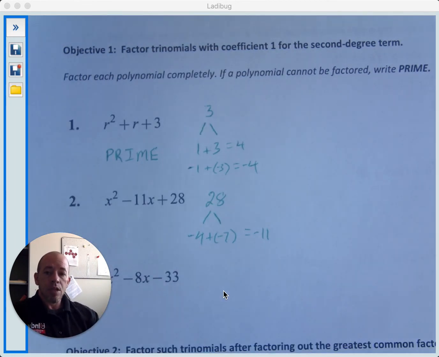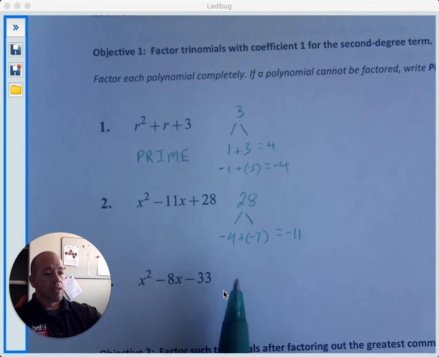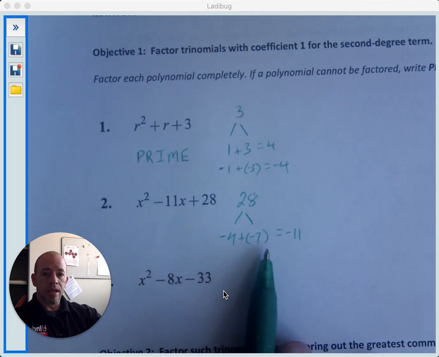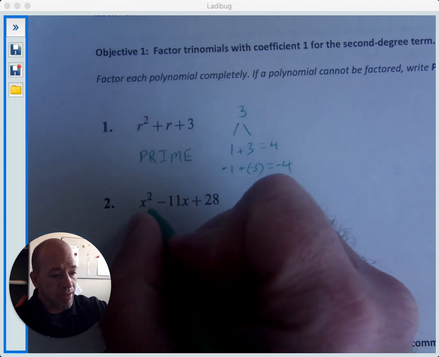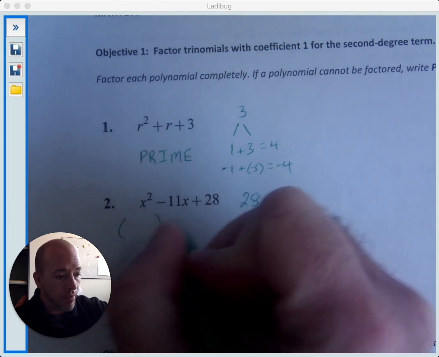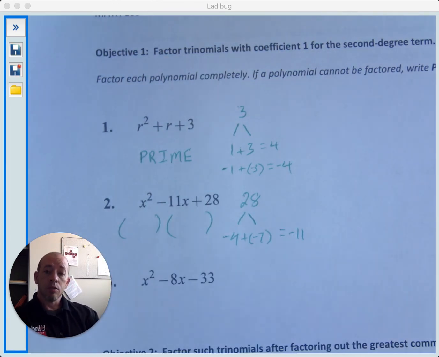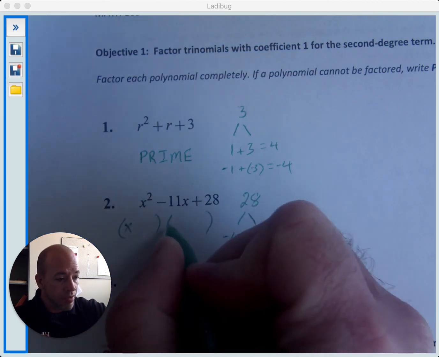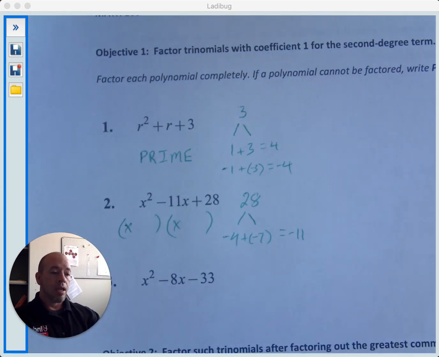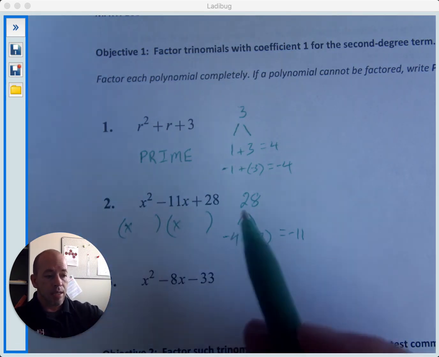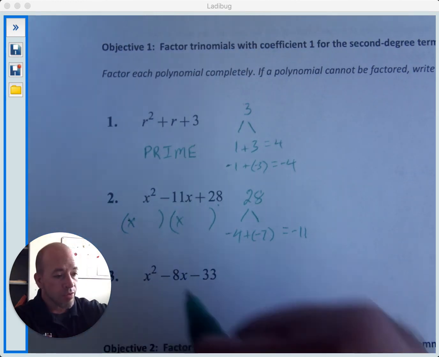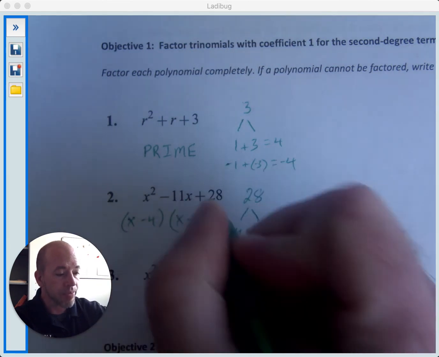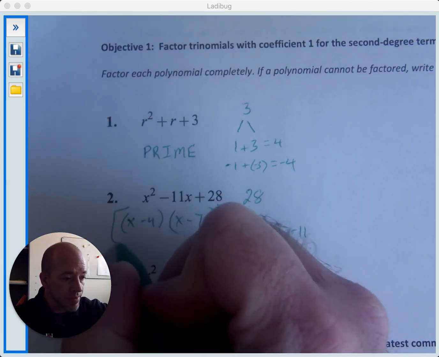All right. So what do we do with these? Well, this negative 4 and negative 7 are going to become the constant terms of our two binomials. So we're factoring the trinomial into two binomials, which means two terms, right? In order to get an x squared, we need an x times x, so we're going to have an x and an x. And in order to get the 28, we're going to use our minus 4 and our minus 7. So we have x minus 4 and x minus 7. And that's your answer right here, x minus 4 times x minus 7.